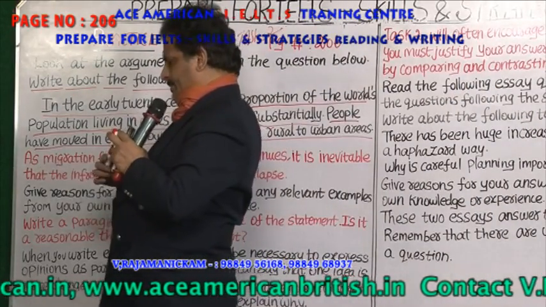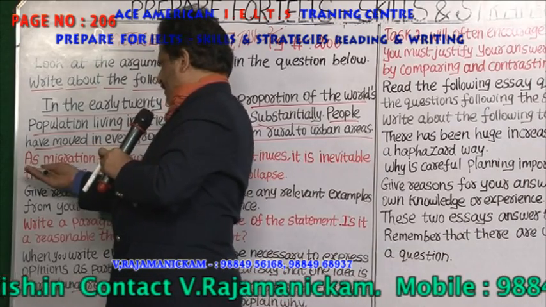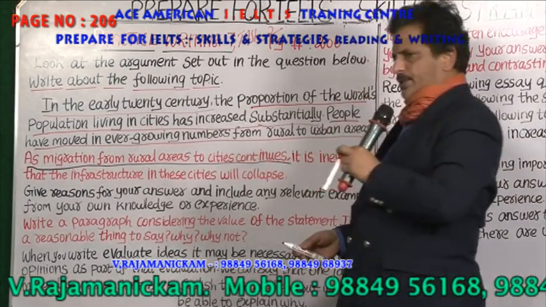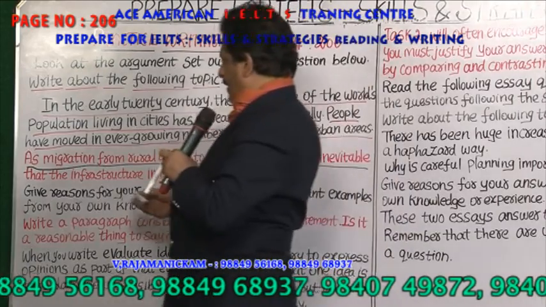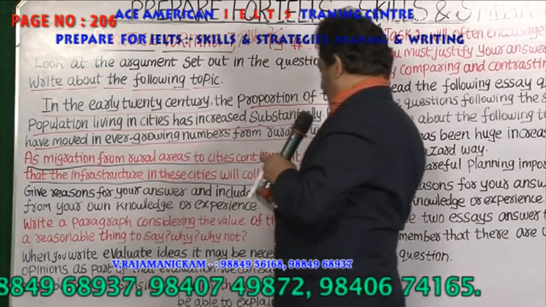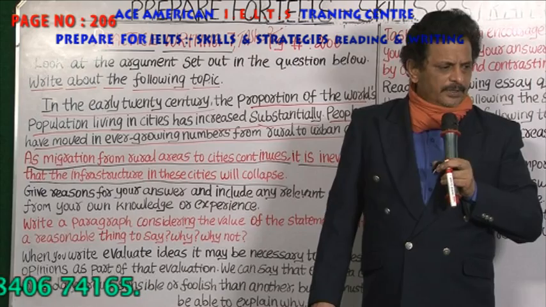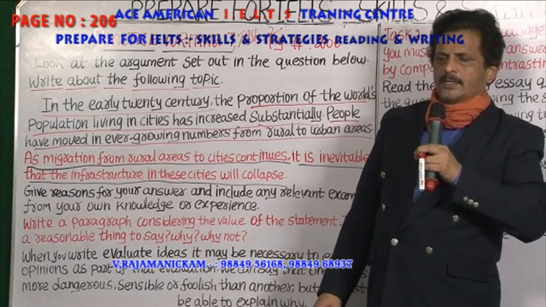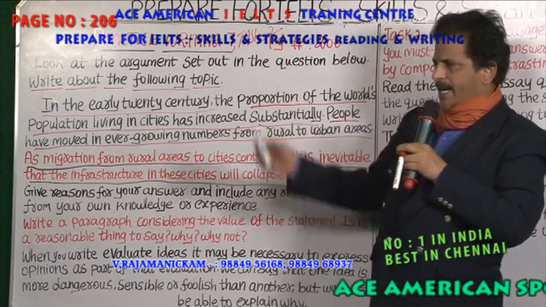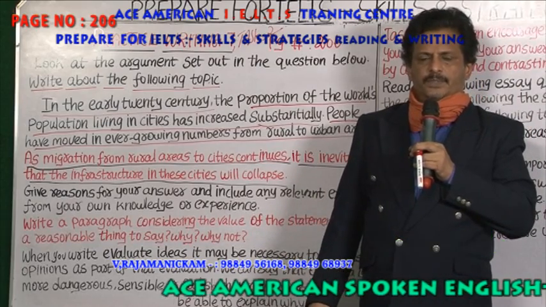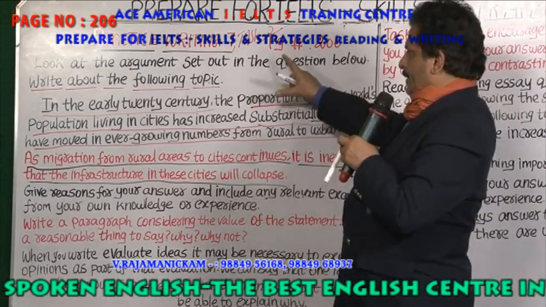See here, the question goes on. As migration from rural areas to cities continues, it continuously keeps going on, it is inevitable, meaning unavoidable, that the infrastructure in these cities will collapse. As the people move from villages to cities, what happens? Infrastructure means the roads, buildings, city homes and houses. Then what else? Bridges, airports, buses, the transportation. Everything will collapse as more and more people go. The city keeps getting more crowded. Then the infrastructure collapses. This is the topic, sir.